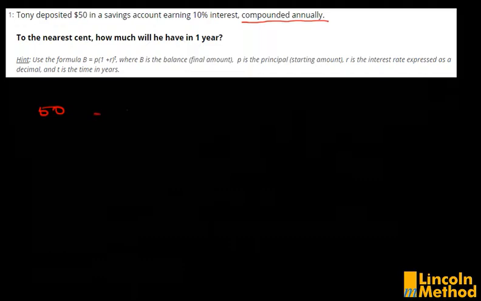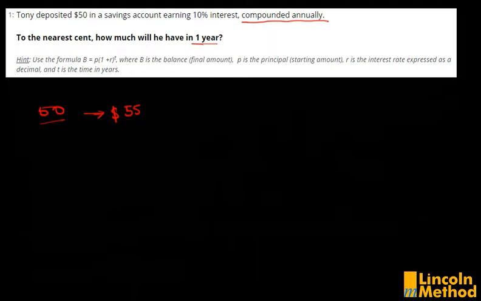what I have after a year is $50 plus $5 in interest, since I'm getting 10% of my principal, which means I now have $55. And although this question is only limited to 1 year, if we had multiple years, let's suppose we have 5 years in place of one.